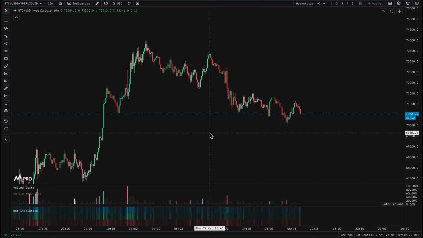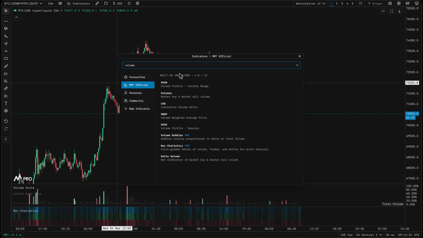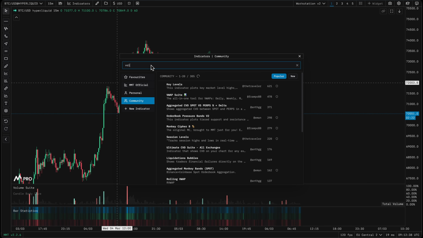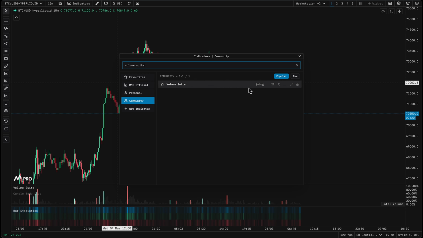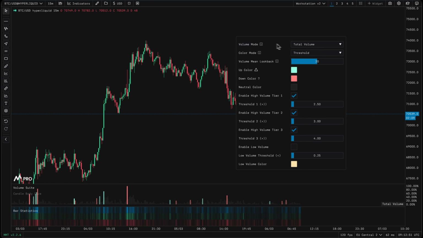First of all, it makes sense to cover the indicators that I use in relation to all this. I'll start off with the volume suite one, which you can find if you head over to indicators, and then you can use the regular volumes indicator here. With the thresholds I personally use, if you go to the community section and use the volume suite indicator, and this is the power of MMT, obviously, having the ability to use these community indicators that people build as well. So I'm using this volume suite one here, and the settings within that look like this.